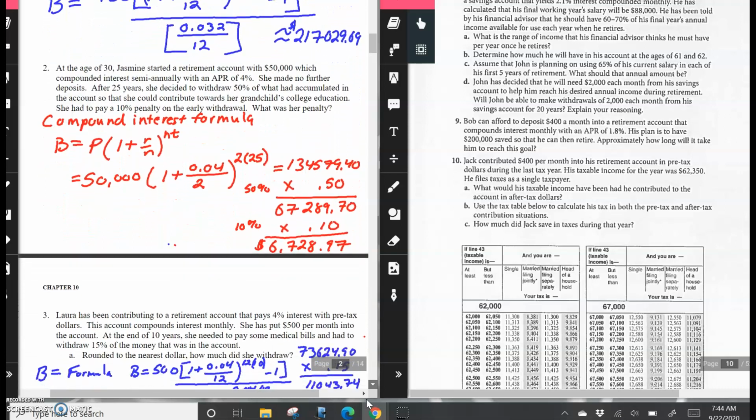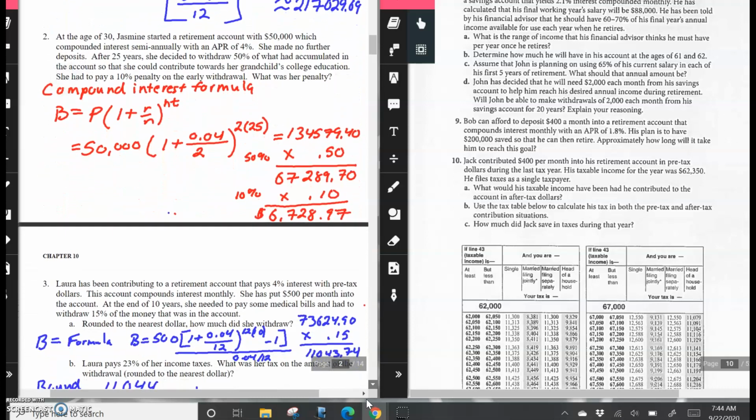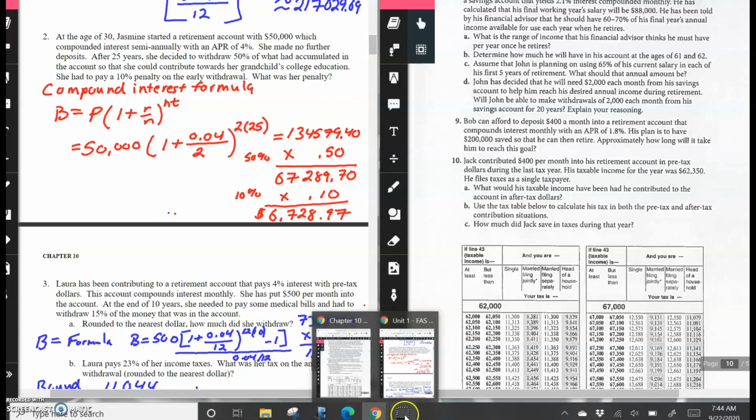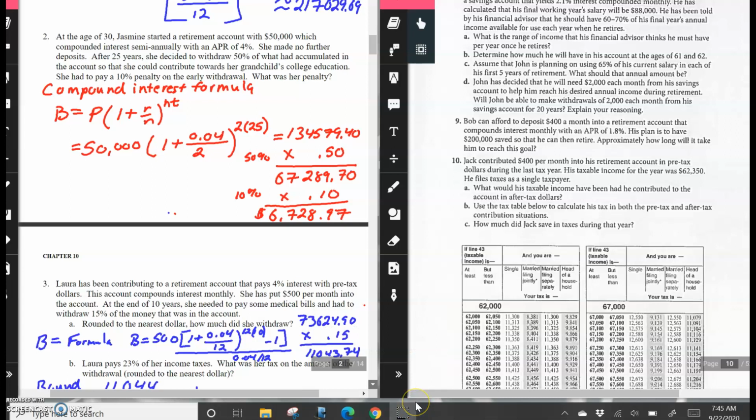Okay, number two. At age 30, Jasmine started a retirement account with $50,000, which is compounded interest semi-annually, so that means twice a year, with an APR of 4%. She made no further deposits. After 25 years, she decided to withdraw 50%, and then she had to pay a 10% penalty for early withdrawal.